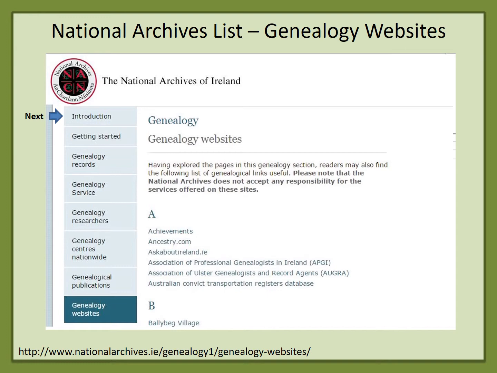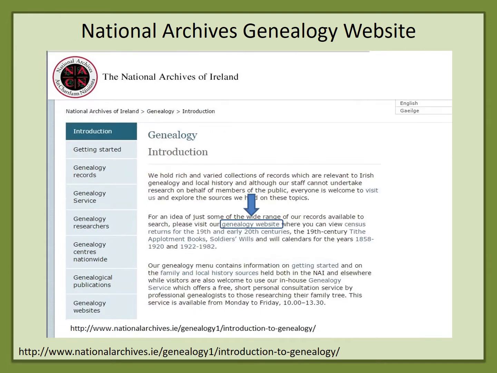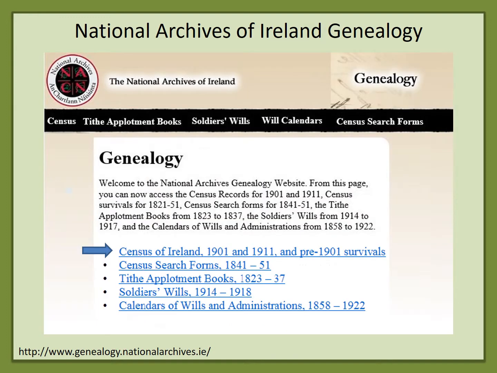Returning to the initial information page, we can now select the link to the National Archives Genealogy website. Here is the National Archives Genealogy website homepage. This website gives access to 5 internal record collections.